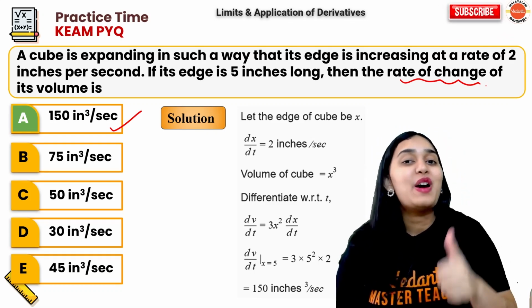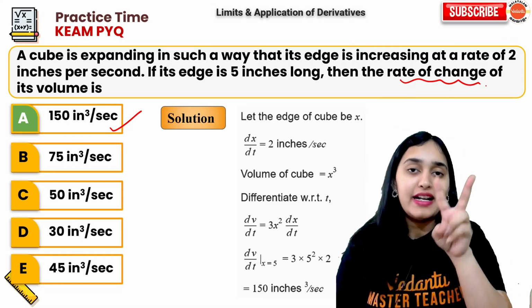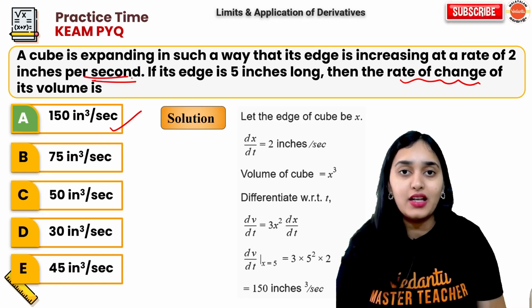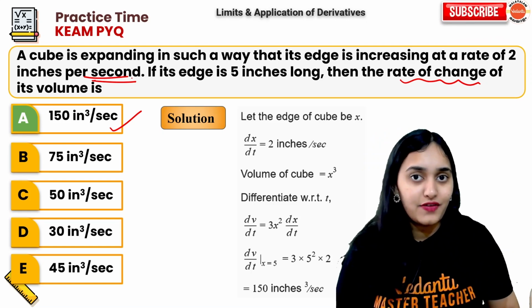Understood what you have to do? First you have to write the volume formula and then differentiate both sides with respect to time. Why? Because per second is given. So per time we are differentiating it.